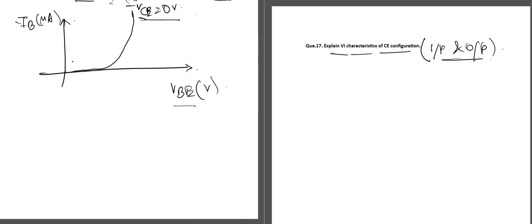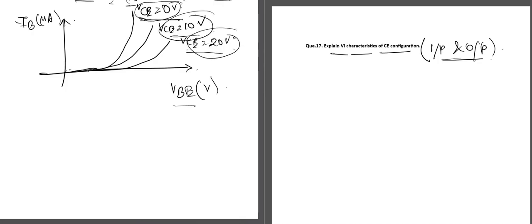Suppose this is the curve for VC at 10 volt, and this is the curve for VC at 20 volt. This is the curve corresponding to VC at 20 volt. This is the curve corresponding to VC at 10 volt. And this is the curve corresponding to VC at 0 volt. One thing we can see from this curve is that as the value of VC is gradually increasing, the curve is shifting towards the right hand side.